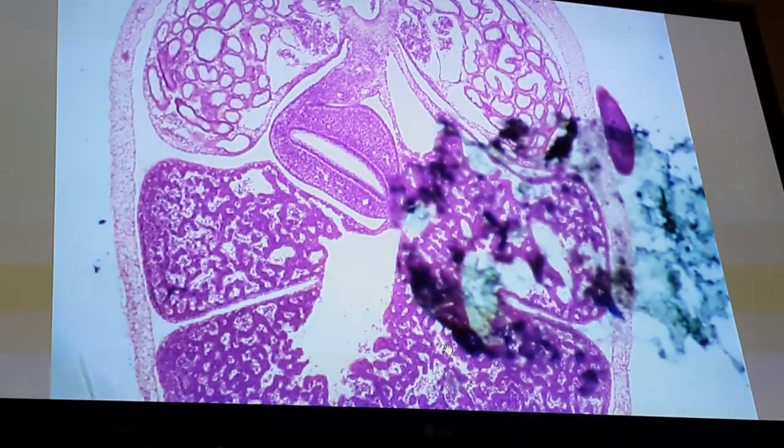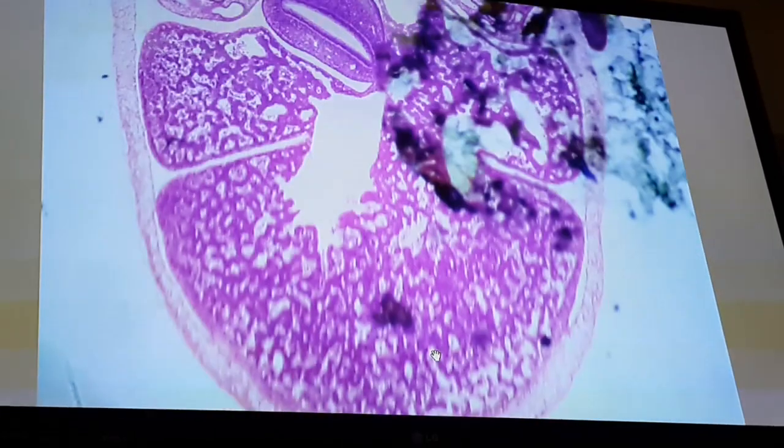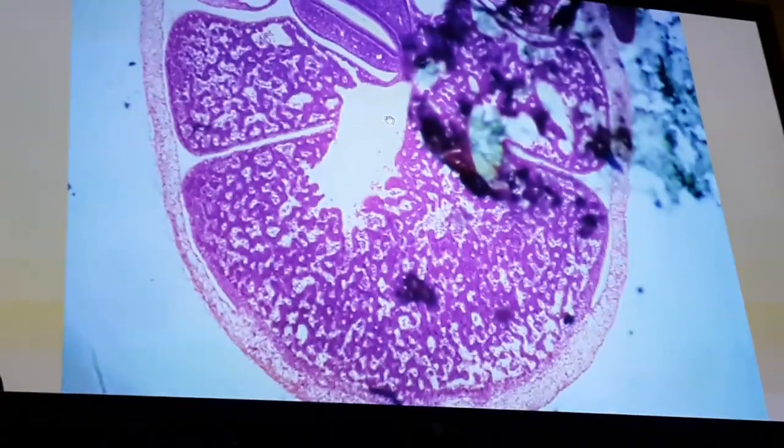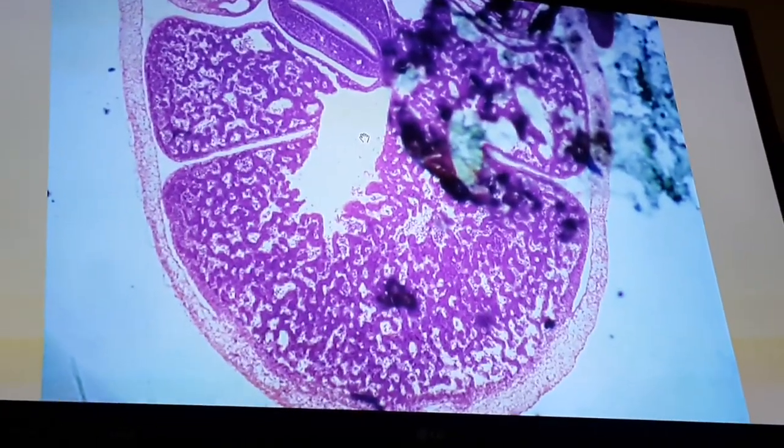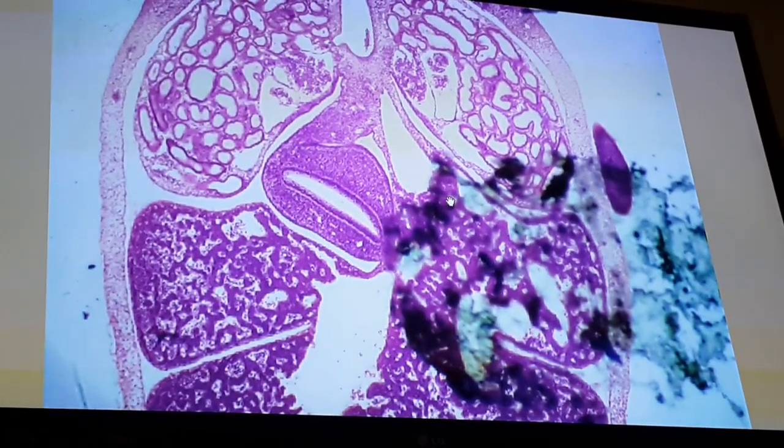Look to the liver cells, how they simulate the liver tissue in histology. Look to the duct, which is ductus venosus inside the liver. This is the inferior vena cava, behind the liver.